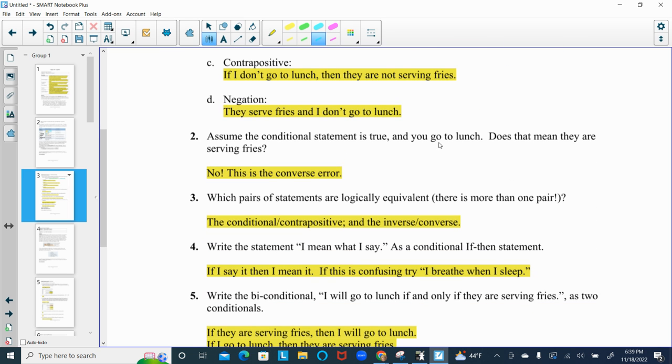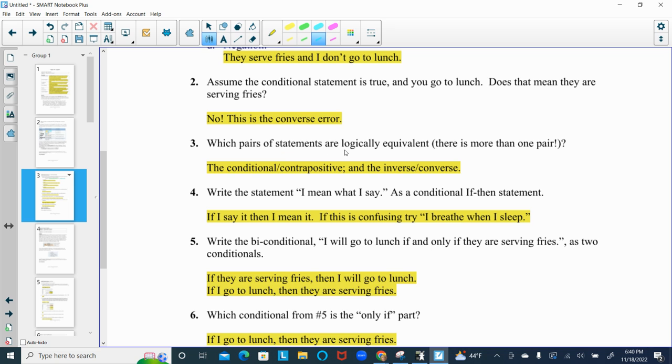Assume the conditional statement is true and you go to lunch. Does that mean they're serving fries? The answer is no. This is the converse error, assuming that the converse and the conditional are logically equivalent. You may have gone to lunch and decided, well, they're not serving fries, but they've got potato chips, so that's good enough. So that is not a guarantee. Now, the pairs of statements that are logically equivalent are the conditional and the contrapositive. They're always equivalent, and the inverse and the converse are always logically equivalent.